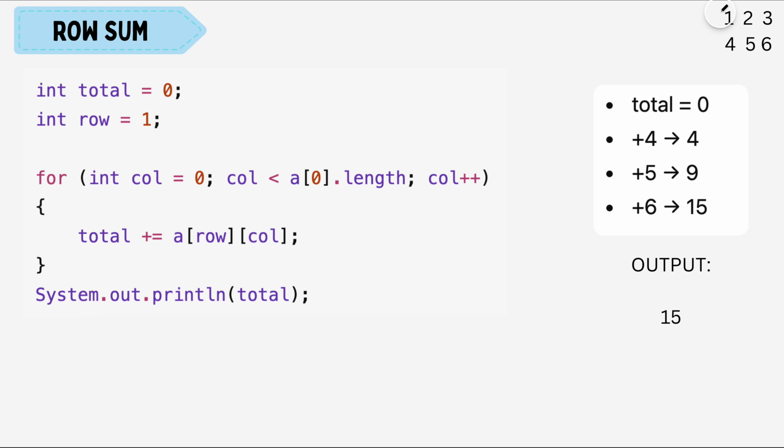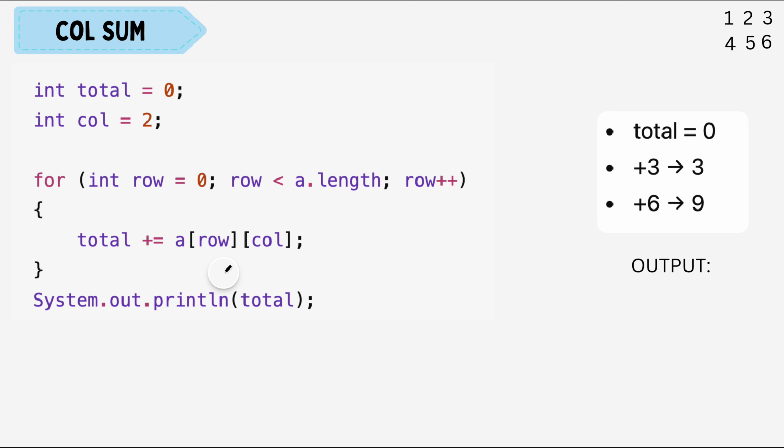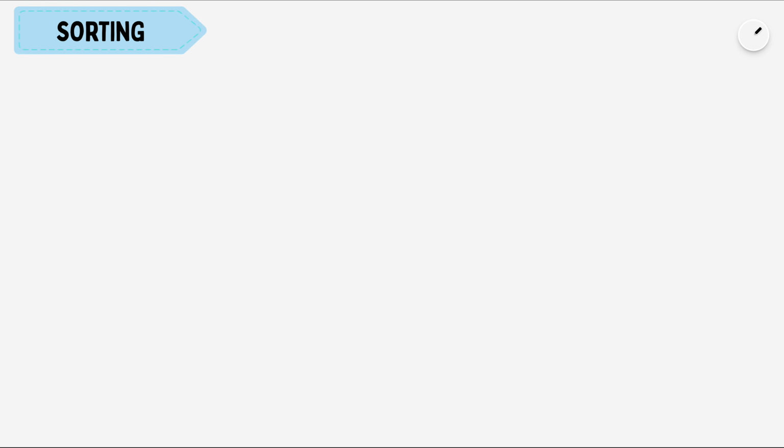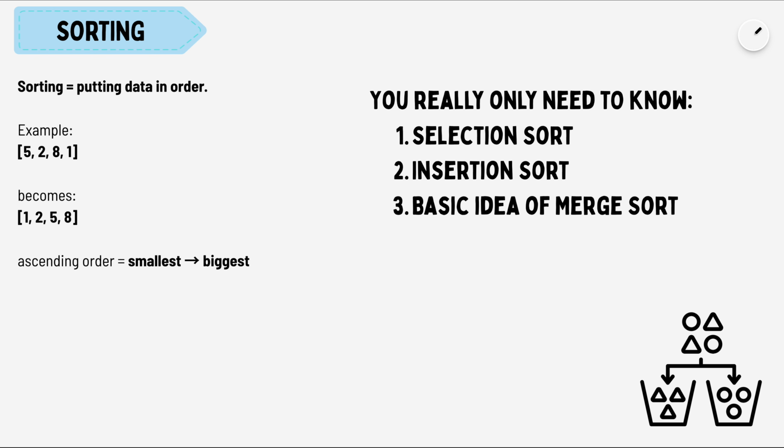A row sum, since we're doing row 1, we go to row 1. Then we add all of these, which would give us 15. Please check the code. For a column sum of column 2, the second column would be this one. That would be 9. And then a subsection from row 1 to 2 would be over here. Go through the code. And then the next topic is sorting.